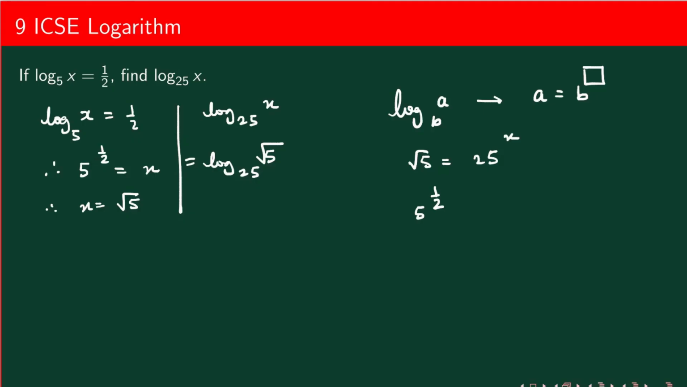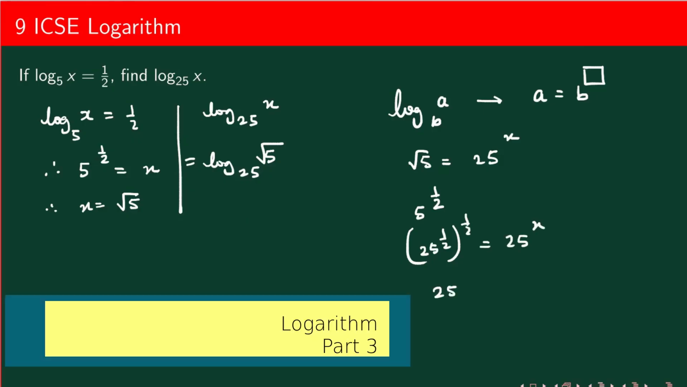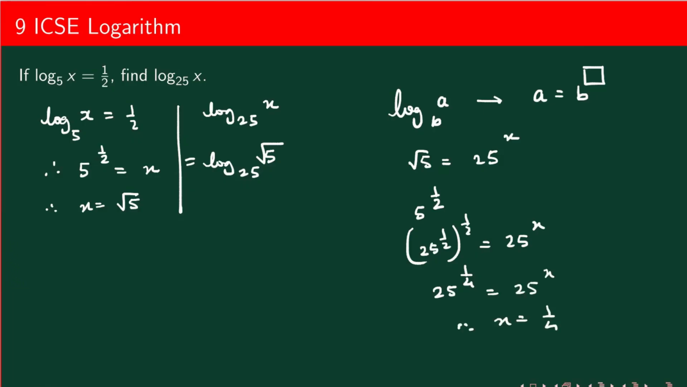But what is 5 in terms of 25? So 5 in terms of 25 is square root of 25. So that is 25 raised to half. And this half is already there. So this is 25 raised to 1 by 4. So what is this? x is 1 by 4. So therefore, instead of root of 5, you can write 25 raised to 1 by 4. It means the same thing.